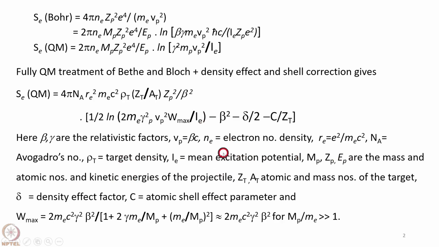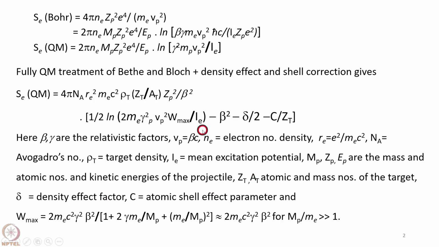So in principle you can have also excitations of the atom or molecule apart from ionization. Then these have the standard denotation: this denotes the standard mass, atomic number, and the energy of the projectile. Zt, At are the atomic number and mass number of the target, and of course we have already said that this is the density effect and atomic shell parameter.